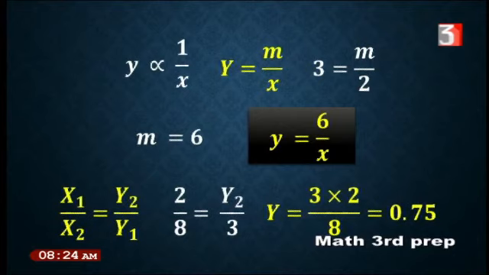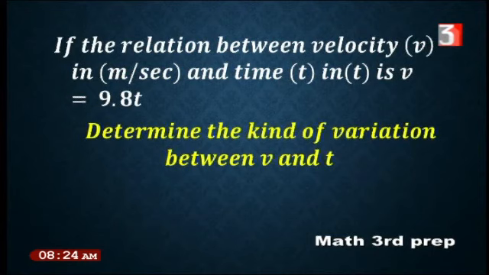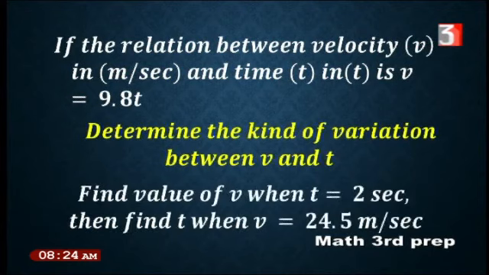Another example. If the relation between the velocity v in meters per second and time t in seconds is v equals 9.8 t, determine the kind of variation between v and t. And then find the value of v when t equals 2 seconds and the value of t when v equals 24.5 meters per second.